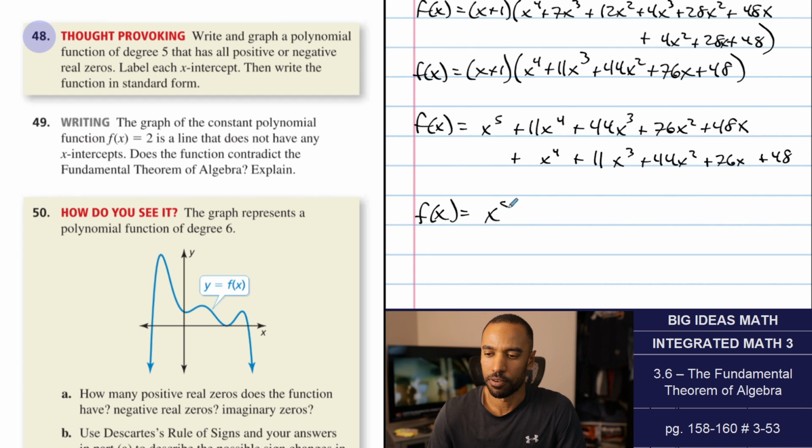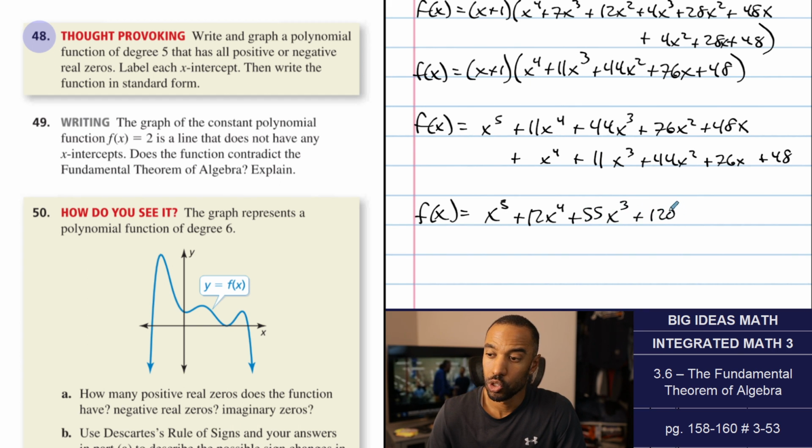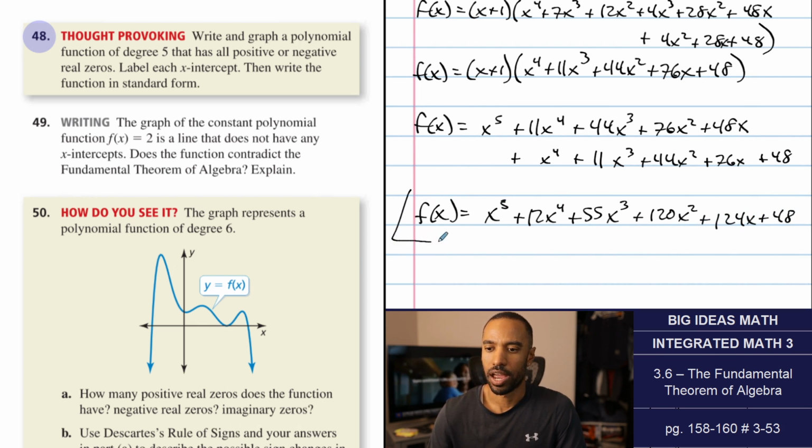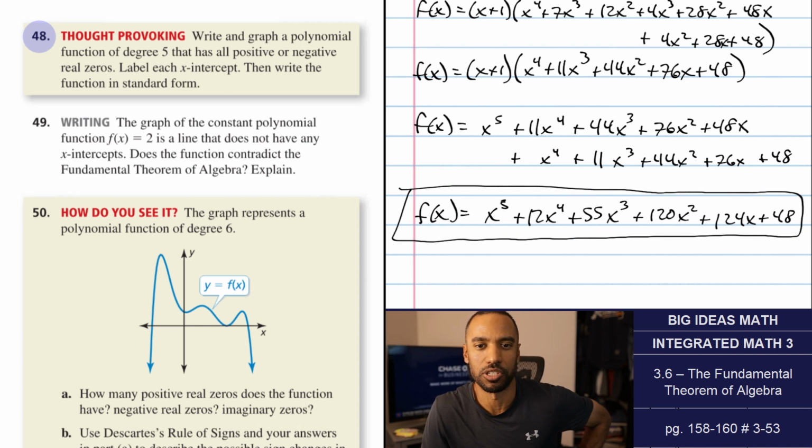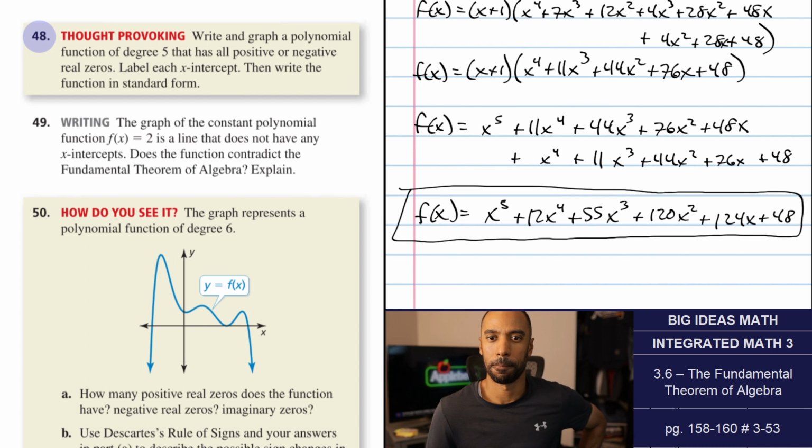So the final answer for this one, all positives in this case, will be x to the fifth plus 12x to the fourth, 55x cubed, 120x squared, 124x, and 48. Okay, so there is that guy, pretty massive when it comes to numbers, and with all positives, it helped me out just a little bit to do that.